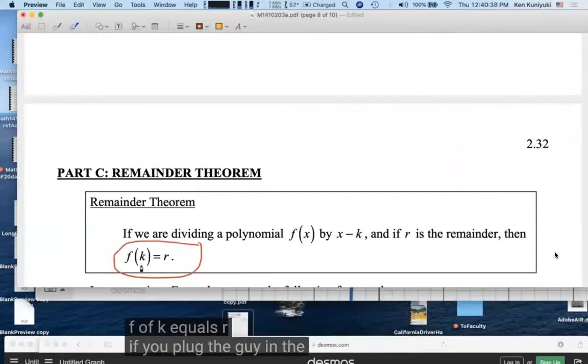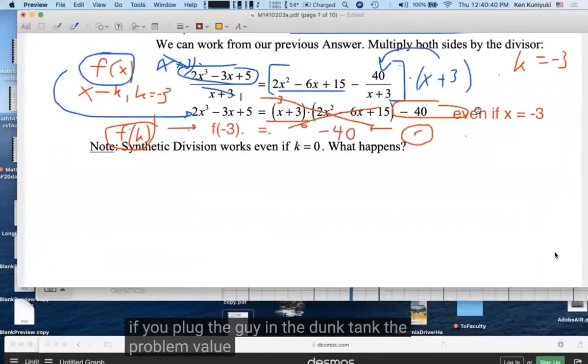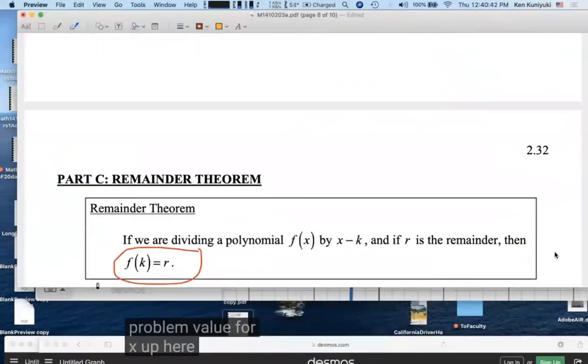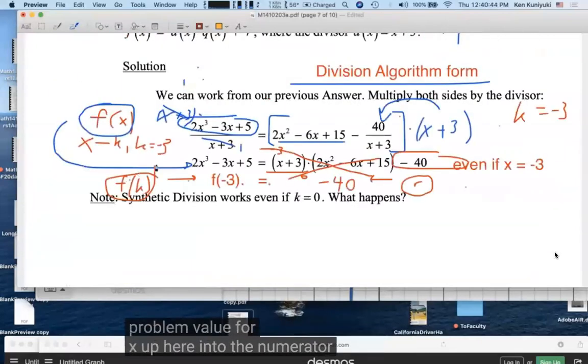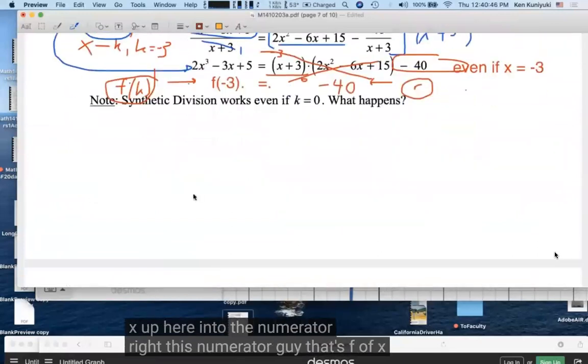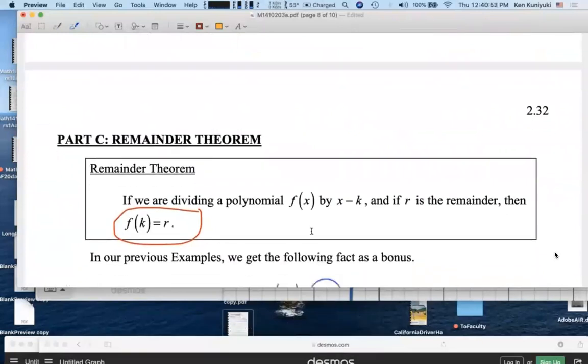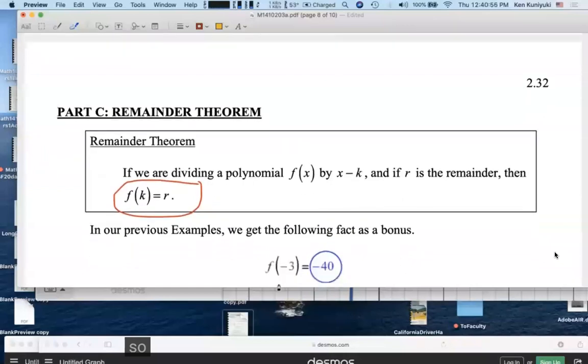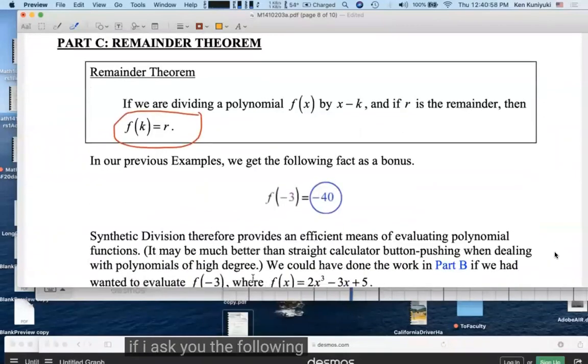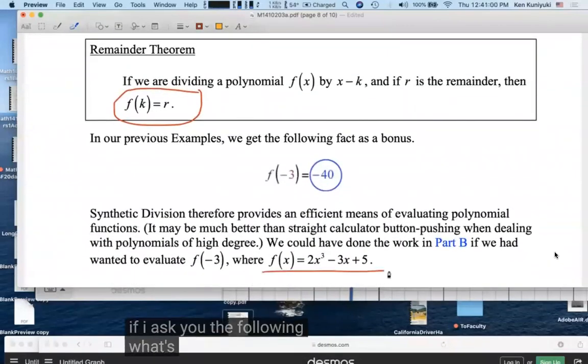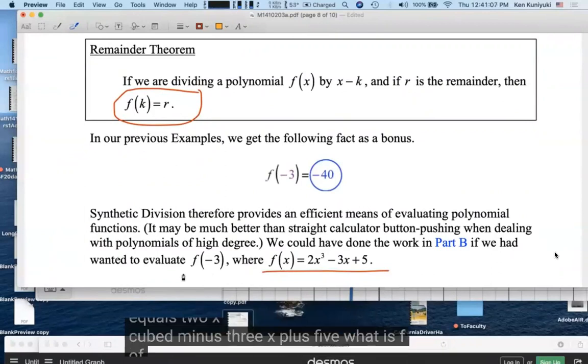Bottom line, f of k equals r. If you plug the guy in the dunk tank, the problem value for x up here, into the numerator, right? This numerator guy, that's f of x. F of k equals the remainder. So, if I ask you the following, what's the deal? If you have f of x equals 2x cubed minus 3x plus 5, what is f of -3?